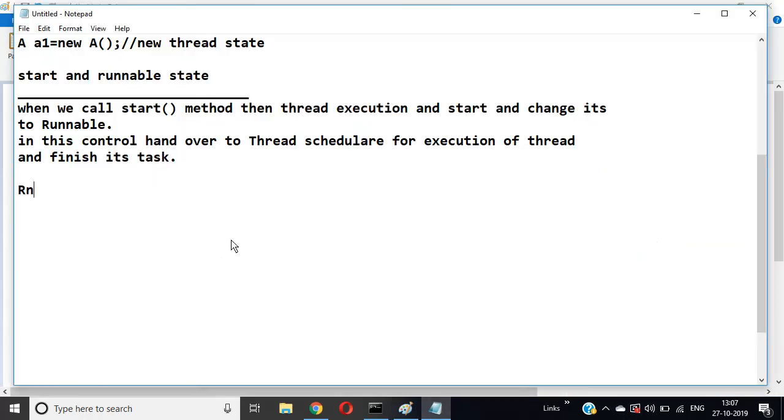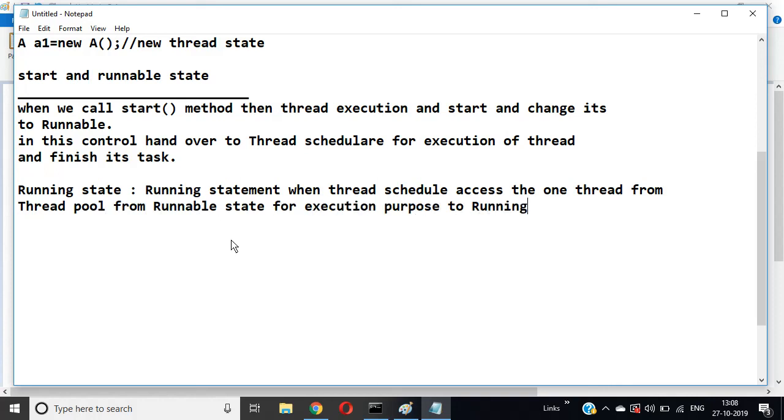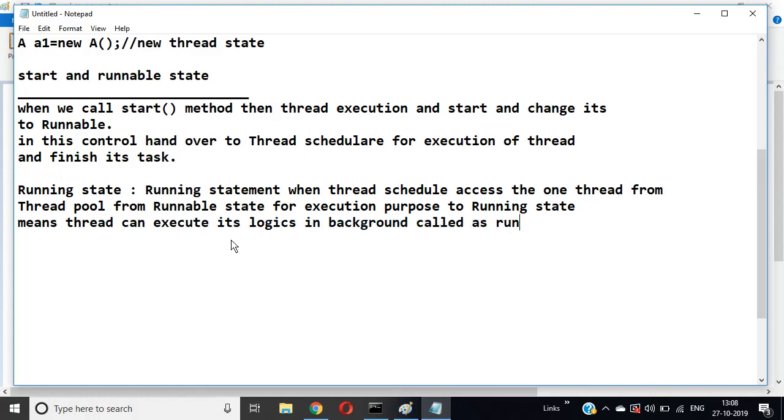Next, running state. We can say running state means when the thread scheduler accesses one thread from the thread pool, from the runnable state, for execution purpose, to the running state. Running state means the thread can execute its logics in the background, called the running state of a thread.